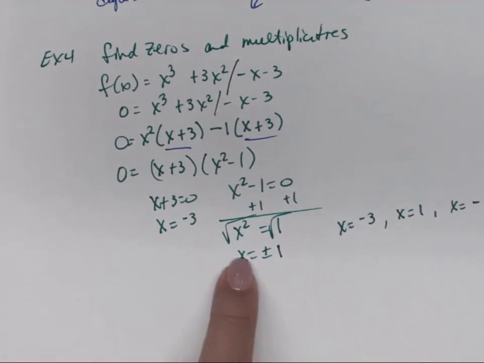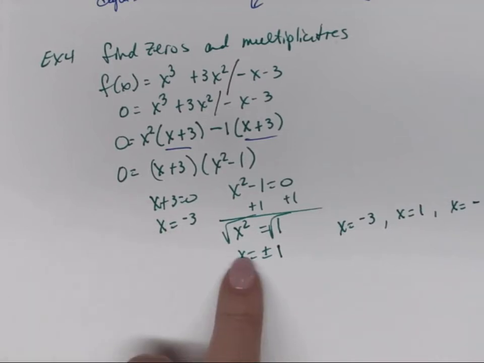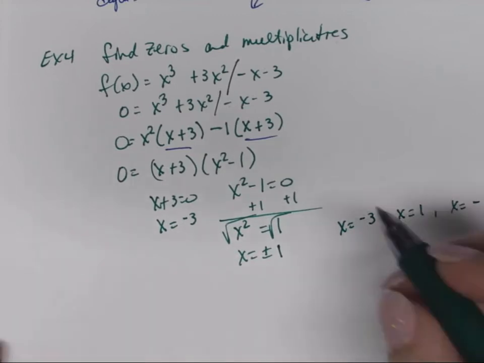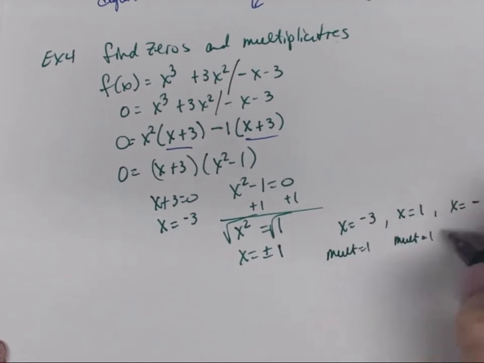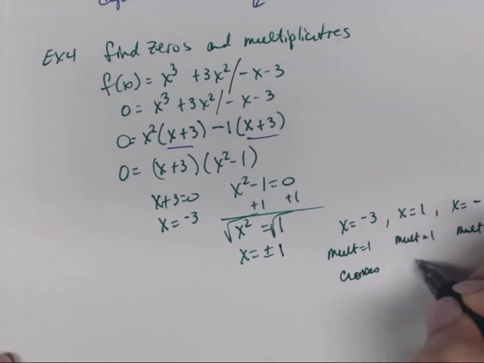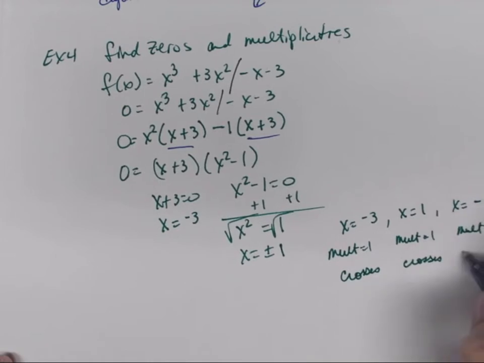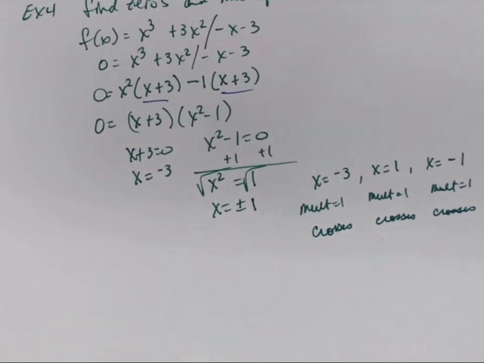So in this case, we're looking at what's the x value. The x value is 1. This x value is 1. So we are looking at they're all a multiplicity of 1. So the multiplicity is 1 for each of these. So that tells us our behavior will be crosses. We're talking about it crosses at the x-axis. But I'm okay if we just write crosses so we don't have to write so much.